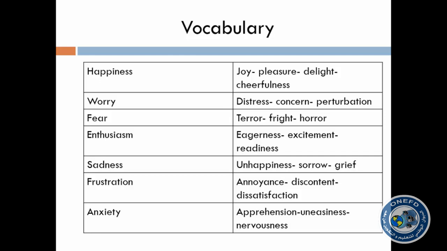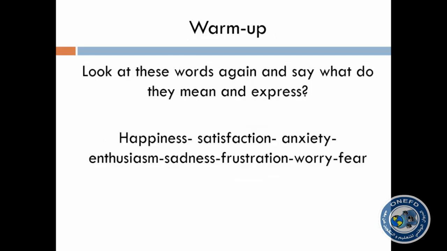Enthusiasm: eagerness, excitement, readiness. Sadness: unhappiness, sorrow, grief. Frustration: annoyance, discontent, dissatisfaction. Anxiety: apprehension, uneasiness, and finally nervousness. So we have looked at these words and seen what they mean and what their synonyms are. So let's see what they express.